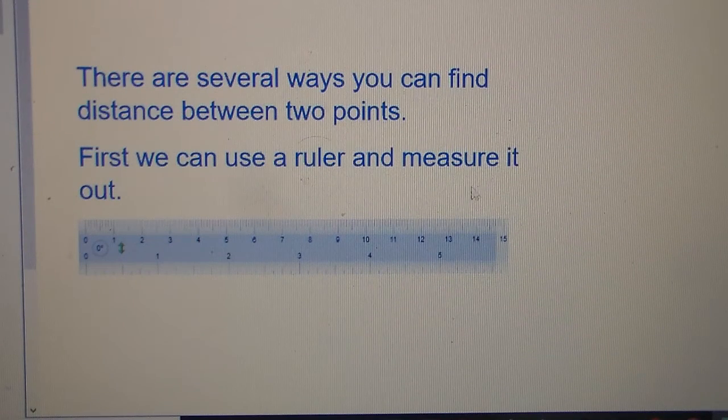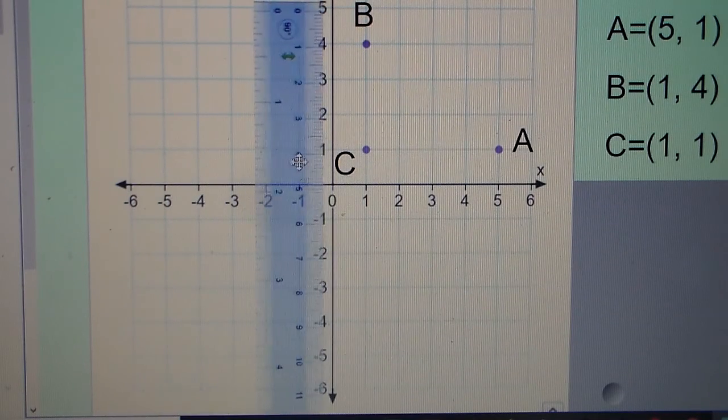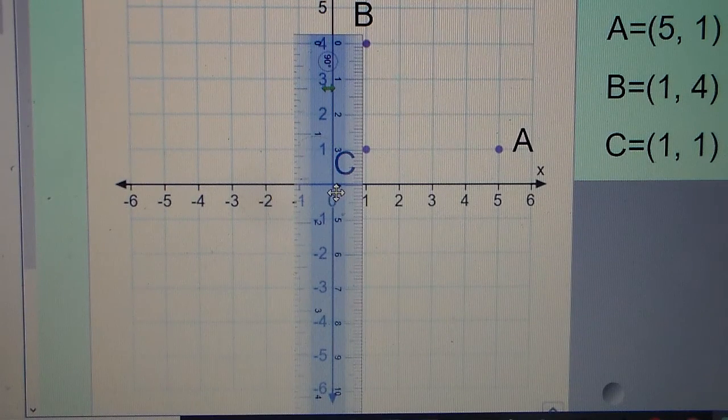First, you could use a ruler to measure it out. That's one way you could always do things. For example, like you see here, the distance between B and C, you know it's just 1, 2, 3 boxes. However, if we're using a ruler, we want to use the ruler for everything. So we put the ruler there, and we see it's a distance of 0, 1, 2, 3 boxes.